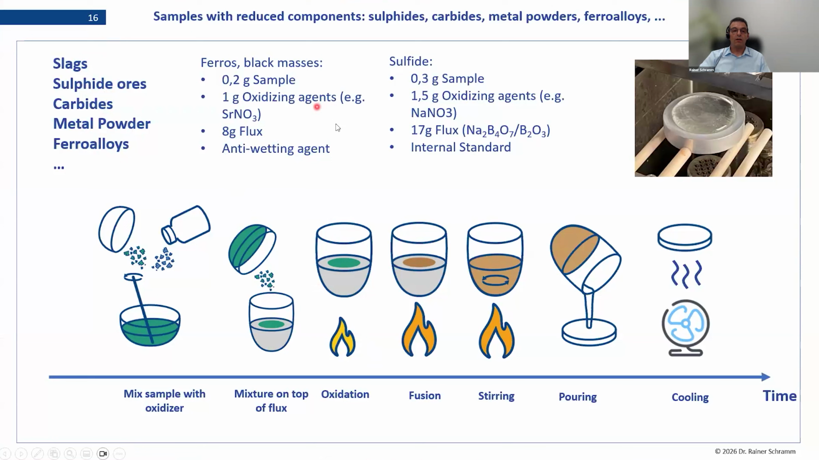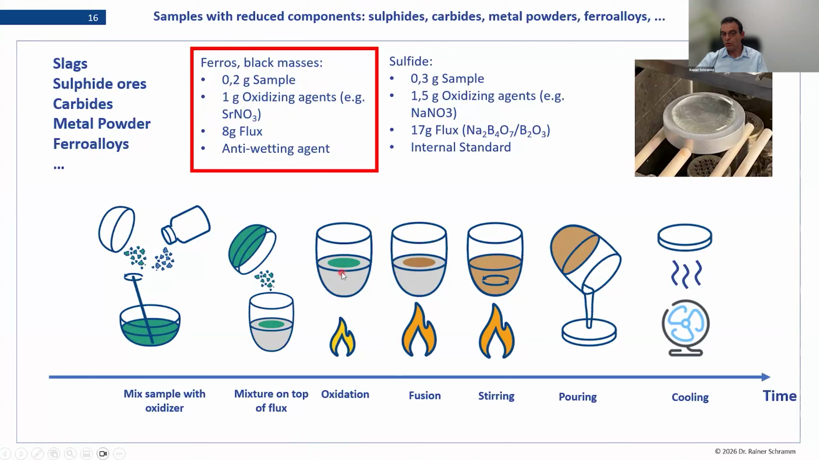And so there are different examples. Today, I would like to present you metal powders or black mass from battery recycling, where we take 0.2 gram sample, add an oxidizer like strontium nitrate, flux, and a non-wetting agent. And then this is the sample, and oxidizer is always mixed first. This is placed on top of the flux. Then it is oxidized at a low temperature, let me say 600 degrees, for about 10 to 15 minutes.